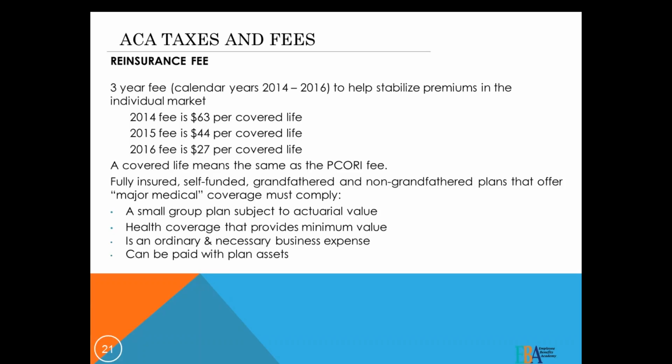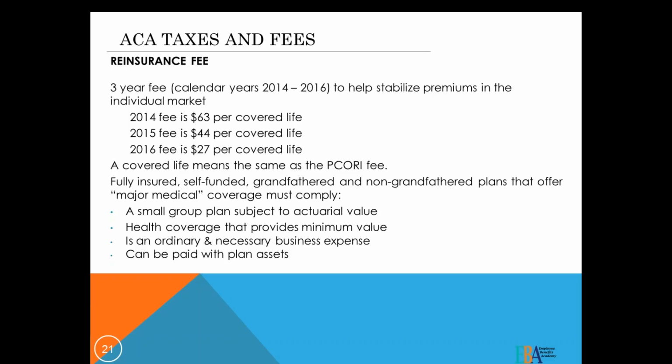Let's talk about the reinsurance fee. It's another fee imposed under the ACA. It is a 3-year fee. It started in 2014 and is due to sunset in 2016, and this really was to help stabilize premiums in the individual marketplace because of the no guaranteed issue, no pre-existing condition limitation. The fee started at $63 per covered life in 2014, and it goes down each year. So in 2015, it was $44 per covered life, and this year it's $27 per covered life per year.